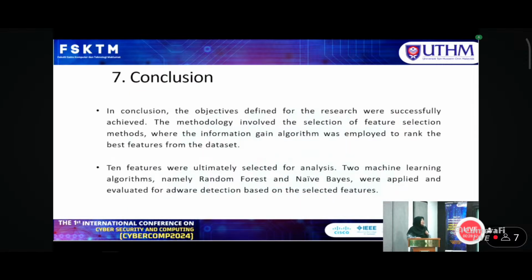As a conclusion, the objective is achieved, and the methodology involved is the selection of features. We apply the information gain algorithm to rank the best features from the data set. Then, with the 10 features we selected for the analysis, we apply random forest and naive Bayes according to our literature review, and we validate the result.